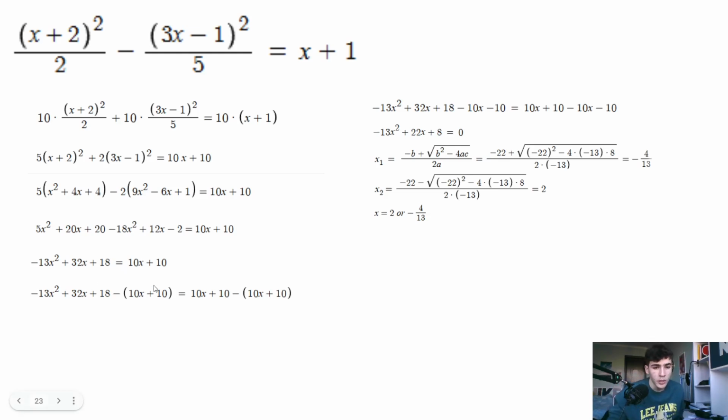Now what I want to do here, so that it becomes a quadratic equation, is subtract both sides by minus 10x plus 10, and it's going to leave us with this. Now we come back, and this gets subtracted by minus 10x minus 10, and same here. This leaves us with minus 13x squared plus 22x plus 8, and the answer becomes 0. Then we can use the quadratic formula to find the solutions for x. Minus 4 over 13 and 2. These two are the solutions for x, and this is how you can do a quadratic equation problem if you see divisions.